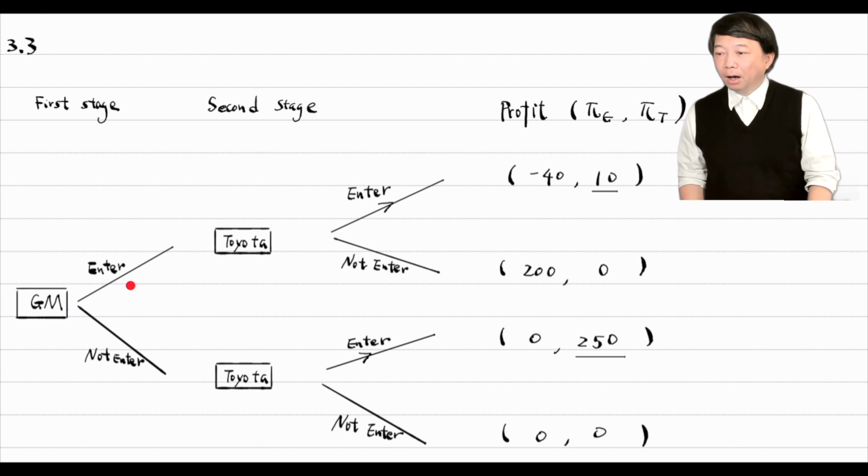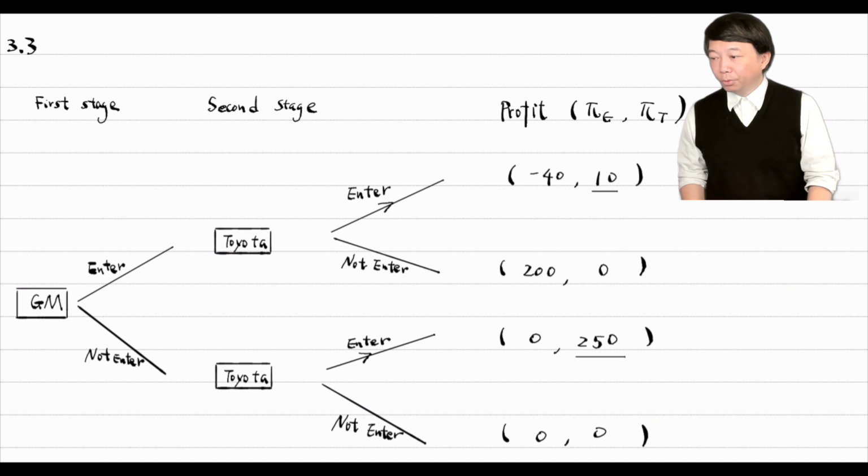Next, we figure out GM's decision in the first stage, given its rivals' responses. If GM chooses to enter the market, it knows Toyota will also enter the market. GM's profit is minus 40.